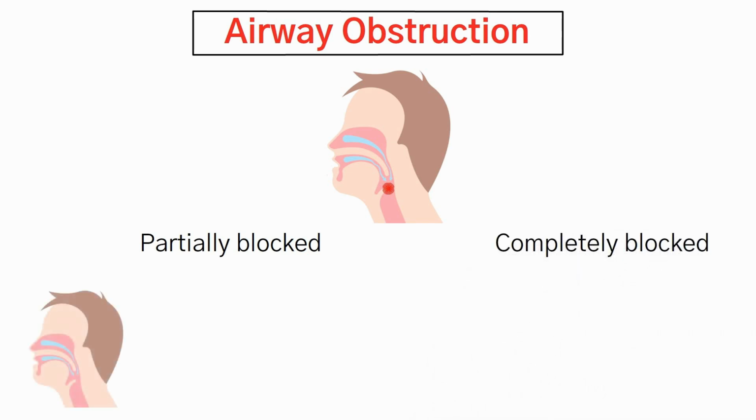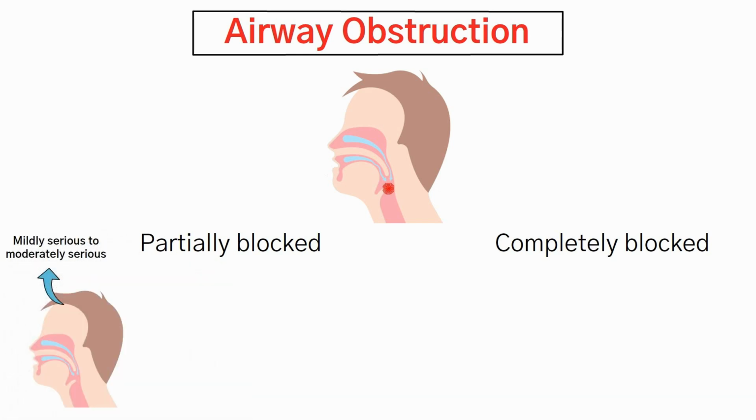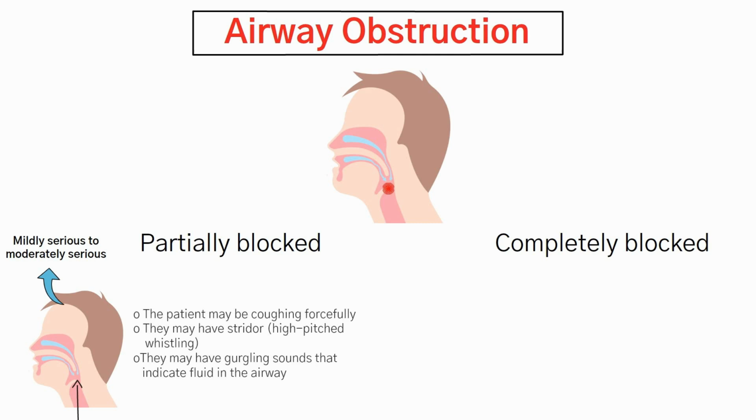A partial airway obstruction can be mildly serious to moderately serious. This is because in a partial airway obstruction, some air exchange is still present. In a partial airway obstruction, the patient may be coughing forcefully. They may have stridor, or a high-pitched whistling noise coming from their upper airway. They may have gurgling sounds, which indicate fluid in the airway.